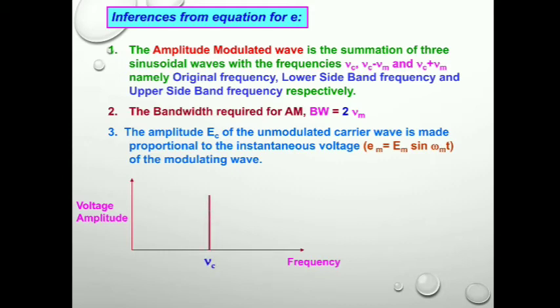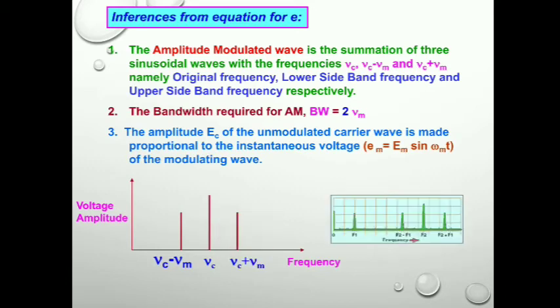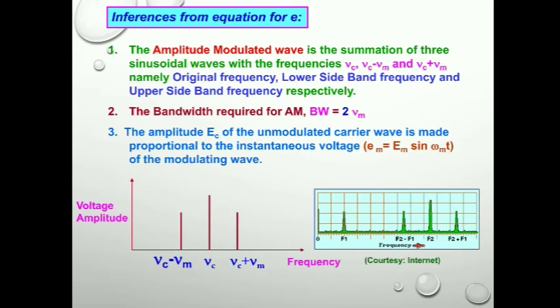Now, this is the original frequency. This is the frequency of the carrier wave, that is the original frequency. And see, this Vc minus Vm is the lower band frequency, and Vc plus Vm is the upper side band frequency. Okay, so in the picture, these peaks represent the upper band and these are all the lower band, and this is the mid frequency.